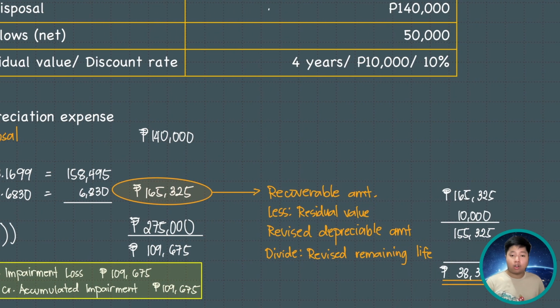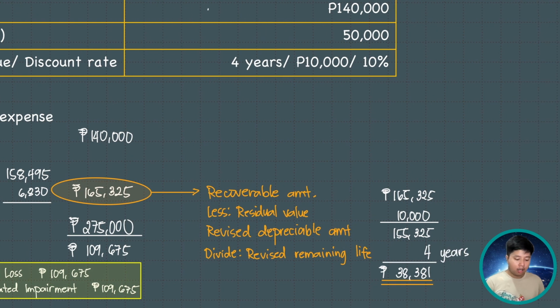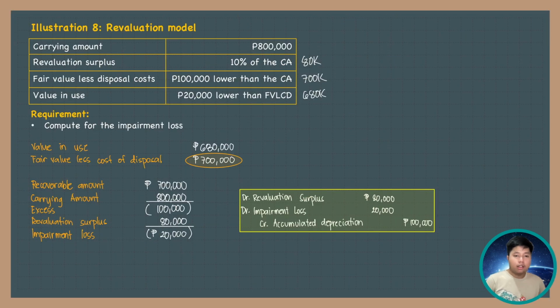Remember that every time a depreciable asset is impaired, you have to compute the revised annual depreciation. In this case, our recoverable amount will be our basis. Then we will deduct the revised residual value of 10,000 pesos. Then we will get the revised depreciable amount amounting to 155,325. Then we will divide it by the revised estimated useful life of 4 years. Then our new annual depreciation is 38,381.